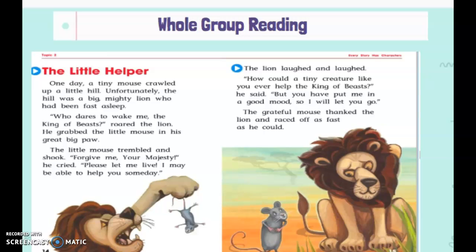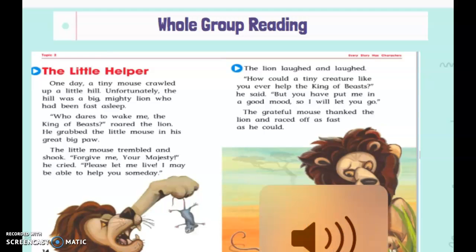Our story is called The Little Helper. One day, a tiny mouse crawled up a hill. Unfortunately, the hill wasn't a hill. It was a big, mighty lion who had been fast asleep. "Who dares to wake me?" "The king of the beasts," roared the lion. He grabbed the little mouse in his great big paw. The little mouse trembled and shook. "Forgive me, your majesty," he cried. "Please let me live. I will be able to help you one day."